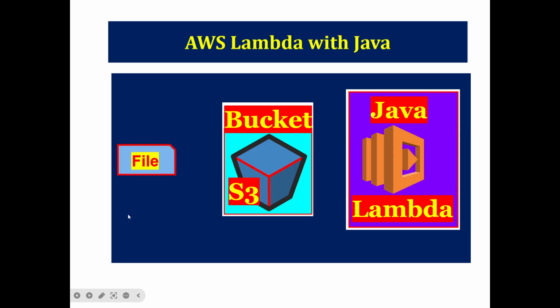Now how it will work: we can upload the file to the S3 bucket, and it will trigger an upload event and send it to the AWS Lambda function, wherein our Java code will get executed. So this is how the whole process will work, and we are going to see this end to end.